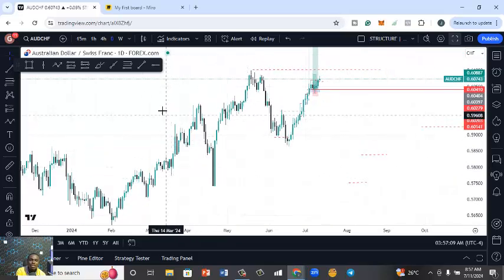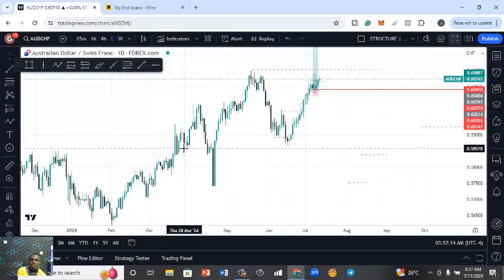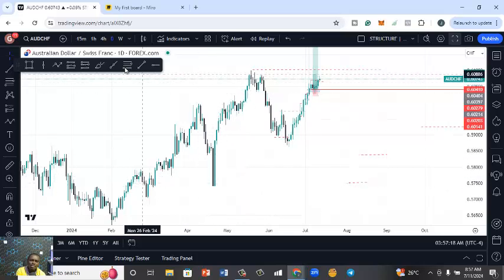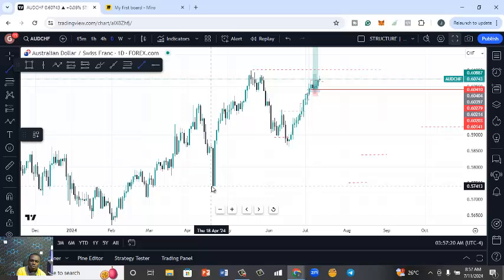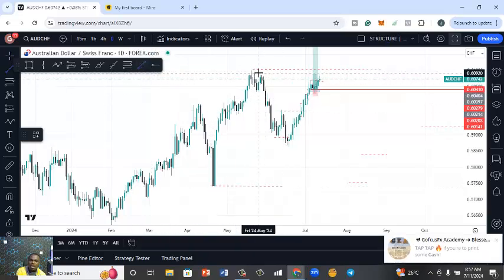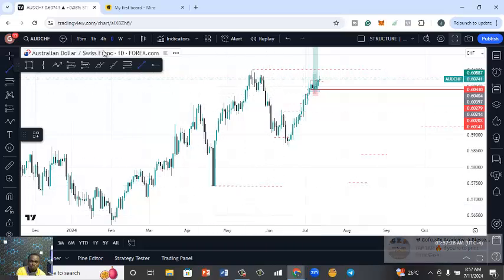Now, to get your equilibrium, premium, and discount, you must first of all know your price range. Price range simply means swing points from a low to a high, just like this. So this low is a swing low, and that is a swing high right there. From this low to that high is your swing range.